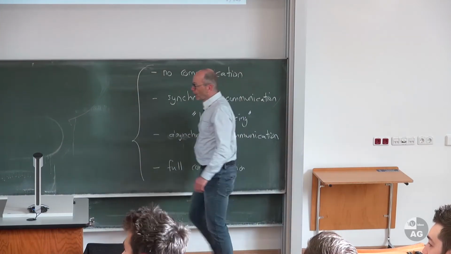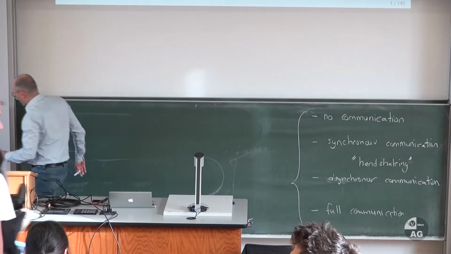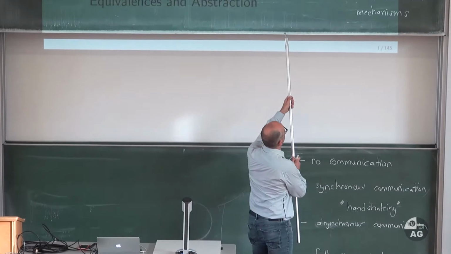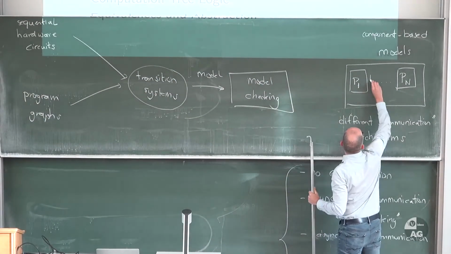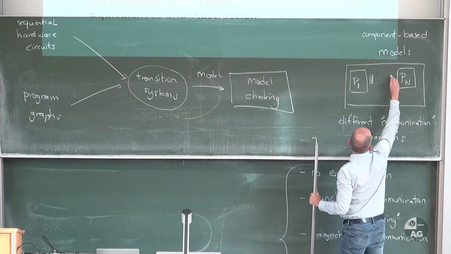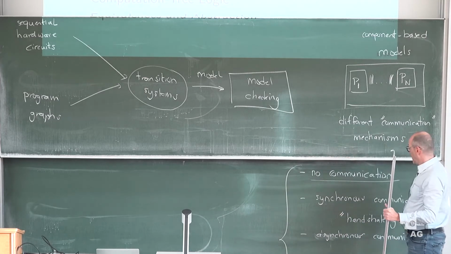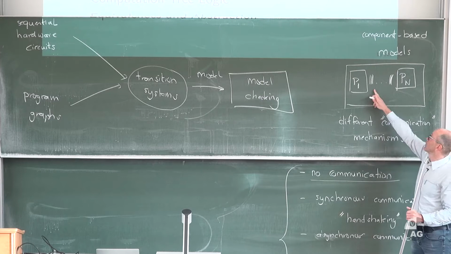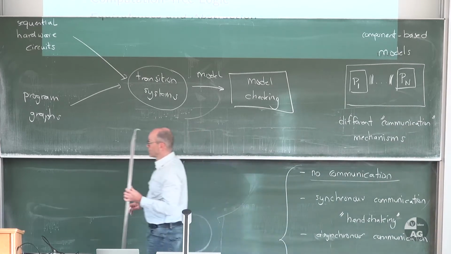And the way we're going to define this formally is that we will have different parallel operators. So we will have different operators to glue those threads together. I will start with an operator which is just written down as a triple bar, like this. This will mean the no communication scenario. And each of those will then be a different operator on the language level to glue two transition systems together.